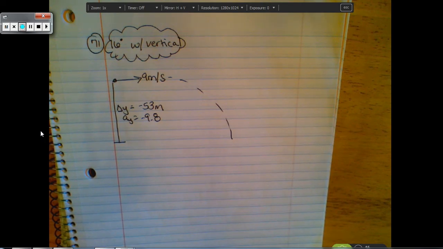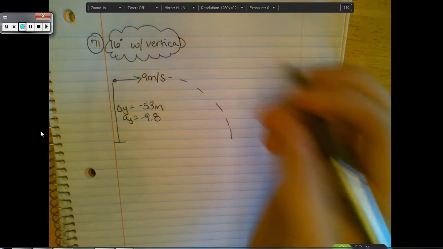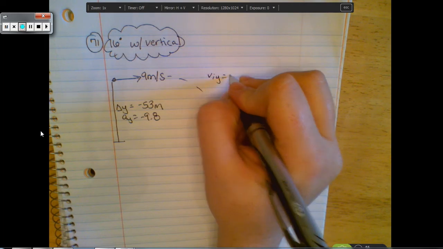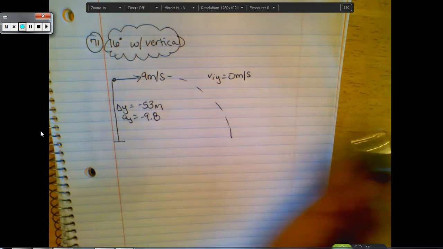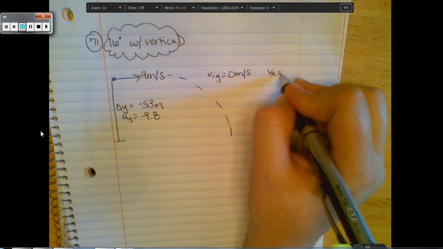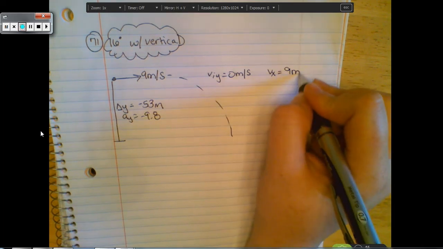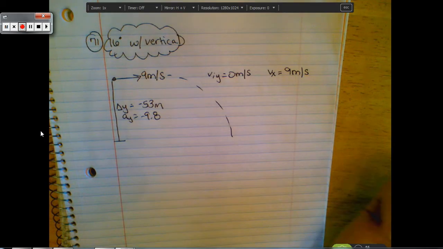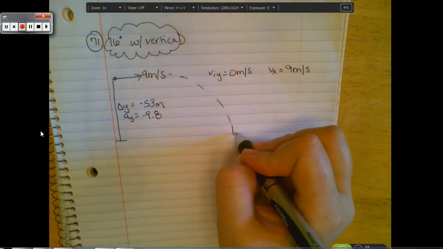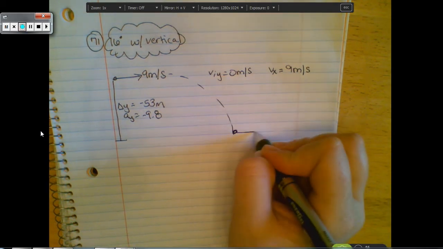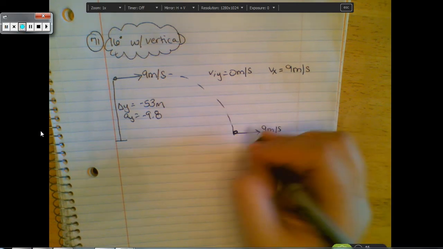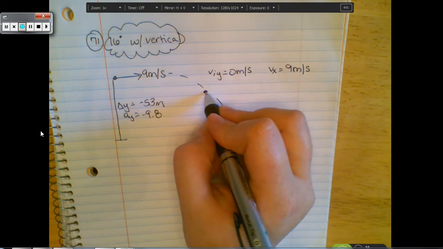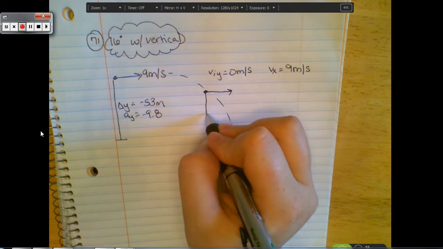Okay, so this isn't the worst thing in the world. We know v_iy equals 0 meters per second. That's because it's being launched horizontally. v_x is always going to be 9 meters per second. Now, what it's saying is when it hits the pool down here, it's still going to be moving at 9 meters per second, but over time, remember, it also gains speed.